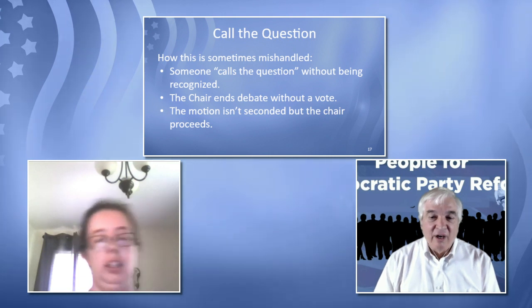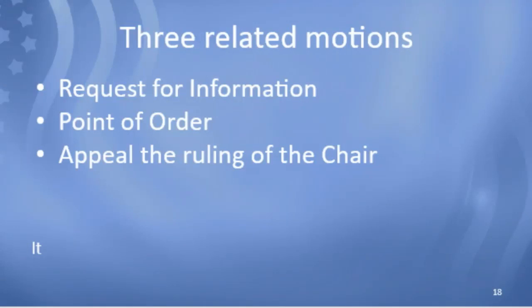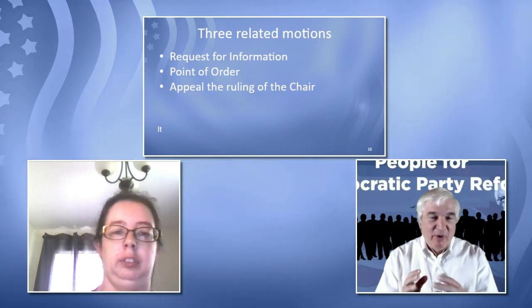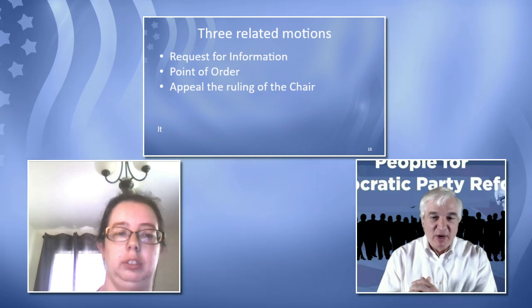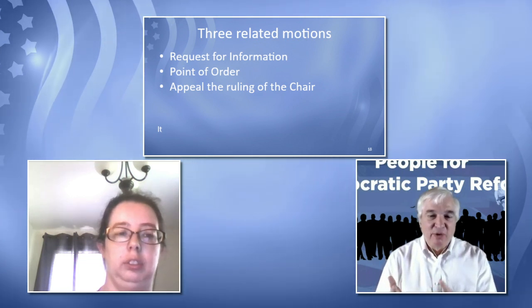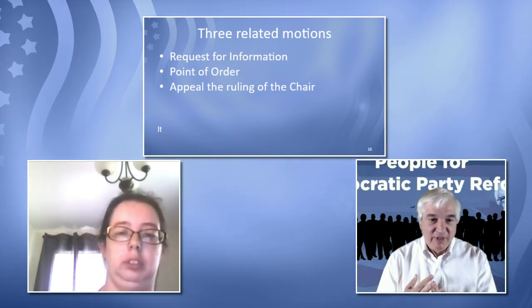So there are three related motions that we're going to talk about next. Sometimes Robert's Rules of Order feels like a chess game where you have to have a couple of moves lined up in order to get to where you want to go. The three related motions that we're going to talk about are a request for information, point of order, and appeal the ruling of the chair.